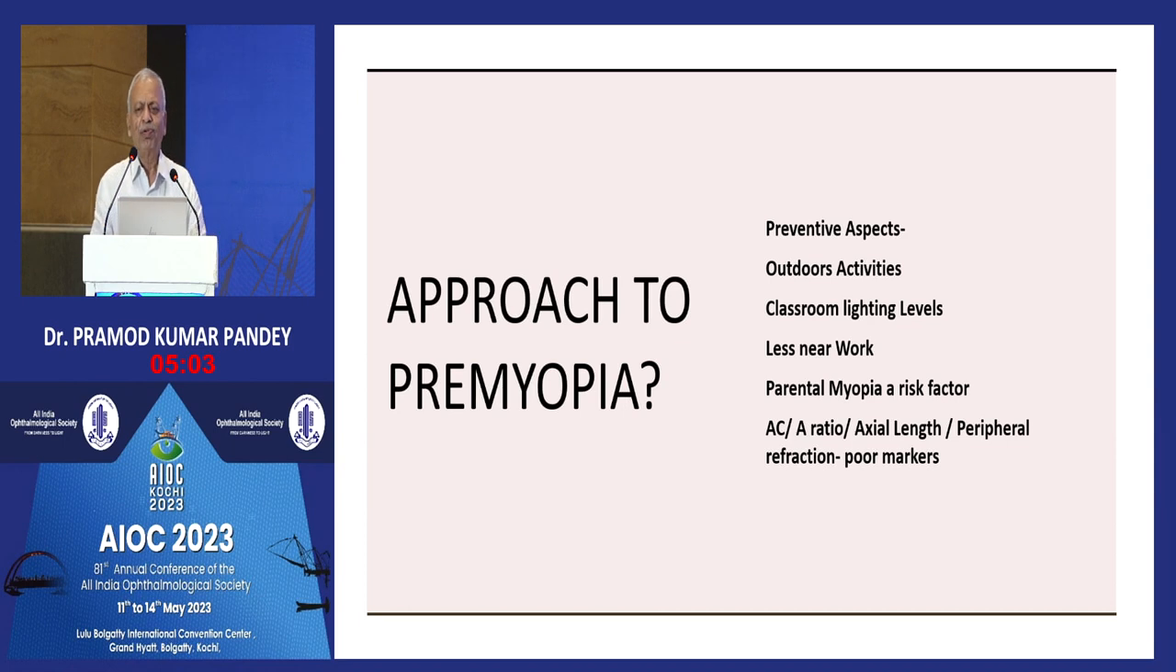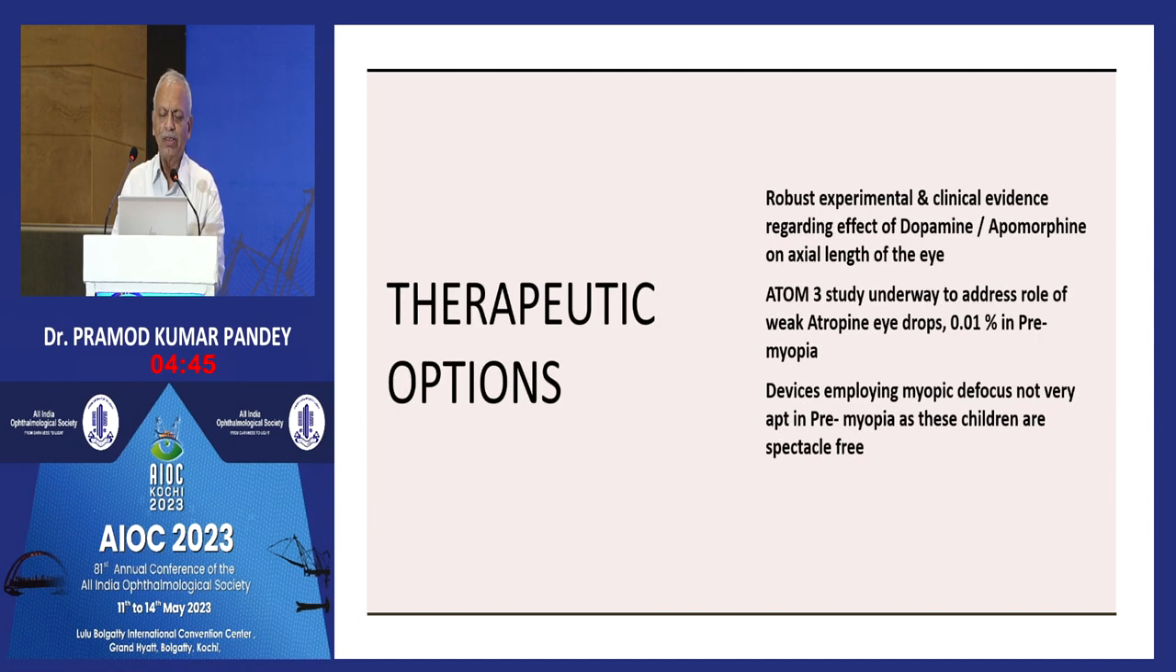Now, how do we approach pre-myopia? More outdoor activities, increased classroom lighting levels, and less near work, and the parental myopia factor also has to be taken into account. AC/A ratio, axial length, and peripheral refraction are poor markers for pre-myopia. Therapeutic options: there is robust experimental and clinical evidence regarding the effect of dopamine agonist apomorphine on axial length of the eye. The ATOM-3 study is underway to look into this pre-myopia aspect with atropine 0.01%, and devices employing myopic defocus are good, but they might work in tandem with atropine.